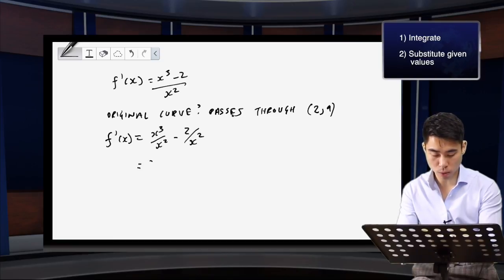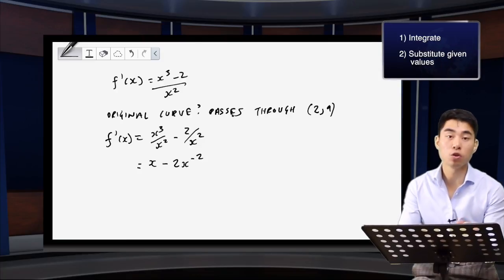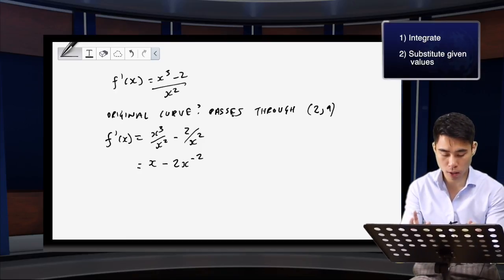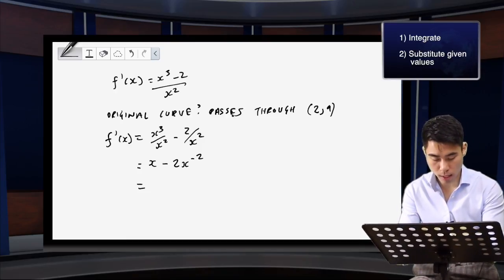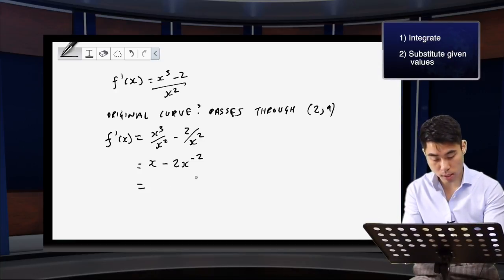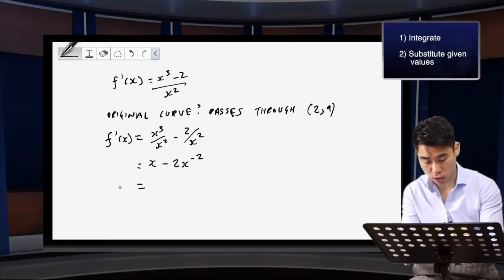Simplifying, the first one is equal to x, second one equals 2 lots of x to the minus 2. So if you're struggling to go from this step here to this step here, you do need to watch my video on integrating harder types of function. Links are up the top now. Now this is in the form that we can integrate it.